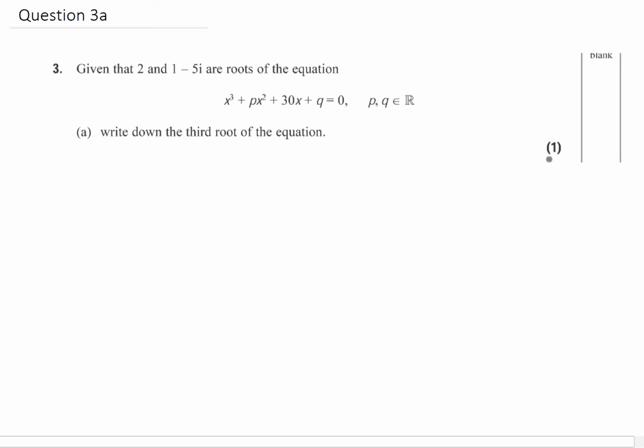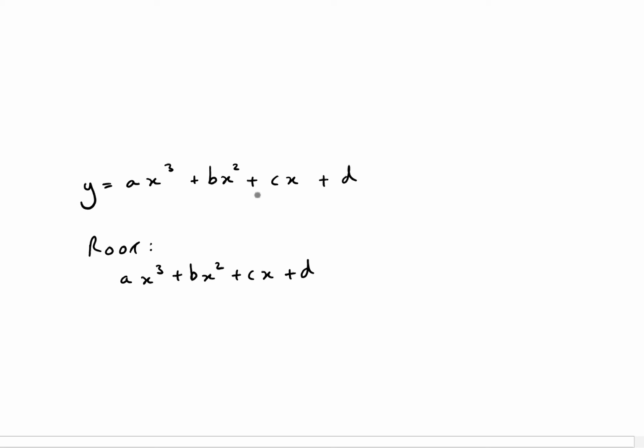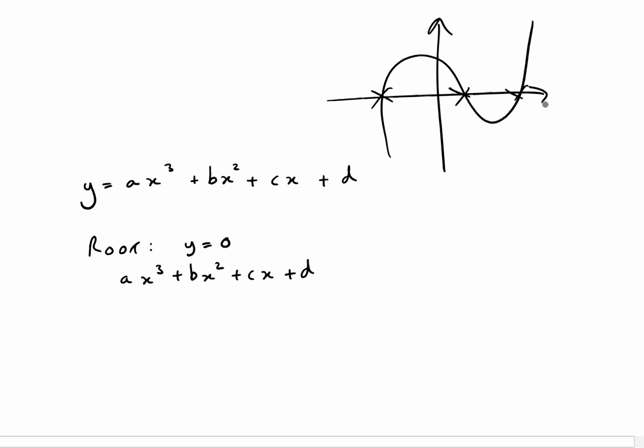Okay, so I've just written down a general cubic equation here where a, b, c and d are just ordinary numbers, just like you would have with a quadratic. Now a root will occur when y equals 0, because remember, a root will occur where a graph crosses the x-axis. The x-axis is the line y equals 0, so where it crosses the x-axis we call that a root.